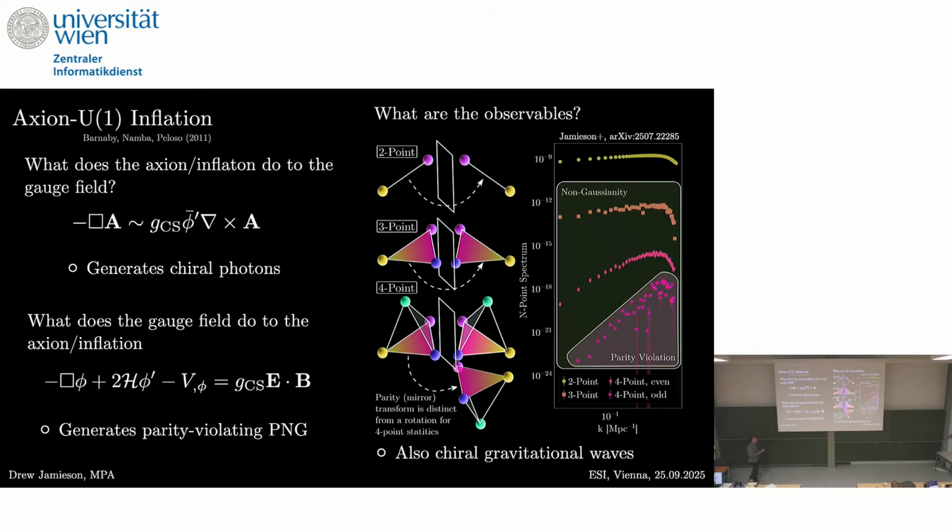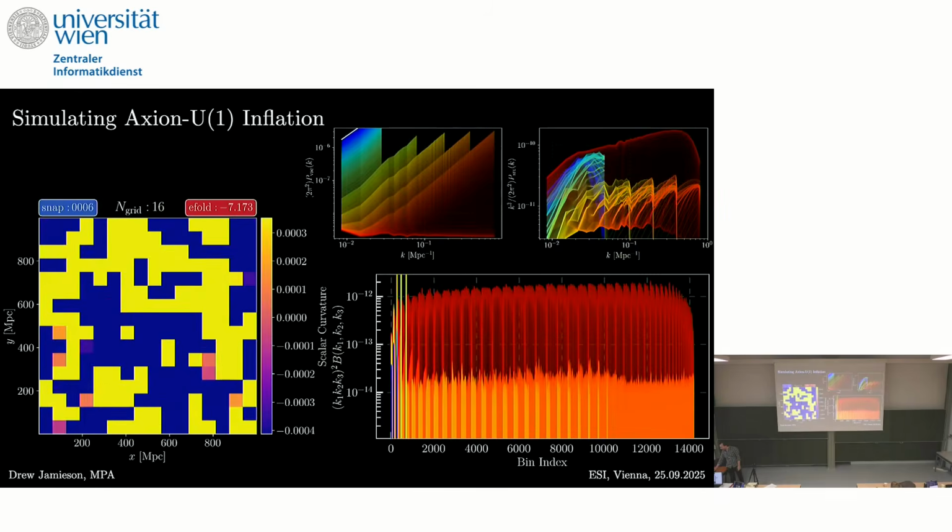So you end up with corrections to your 2-point statistics. You end up with a 3-point statistics that's roughly equilateral peaked, but differs very much from the equilateral bispectrum template. And then you can also get 4-point statistics that are parity even and parity odd, which I kind of flash here briefly, but I'll show some of these things in more detail in a little bit.